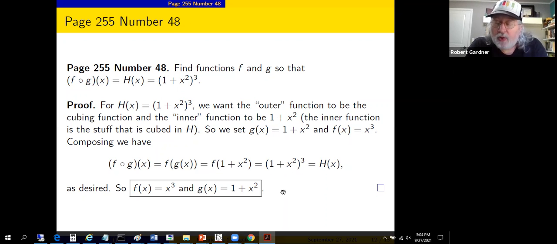This will be an important task in Calculus 1 when you do something called differentiation. You will differentiate compositions of functions, and you have to recognize what this is as a composition of functions.